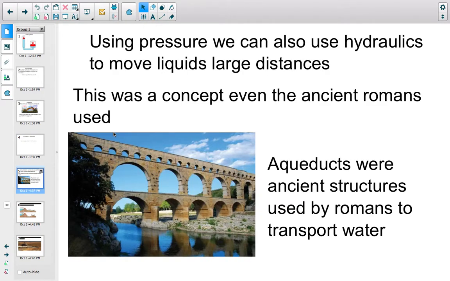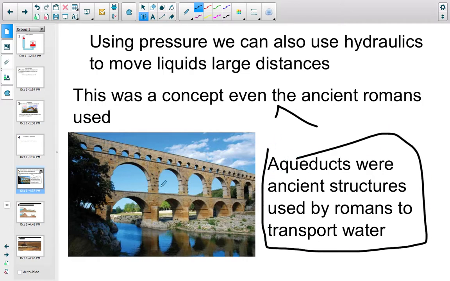Pressure systems, we also use hydraulics to move liquids large distances. So understanding that pressure likes to move from high to low pressure, then you can use that understanding to move water large distances. Now, aqueducts is one of the great Roman, I believe Roman inventions, where they used these types of structures to transport fresh water across large distances.